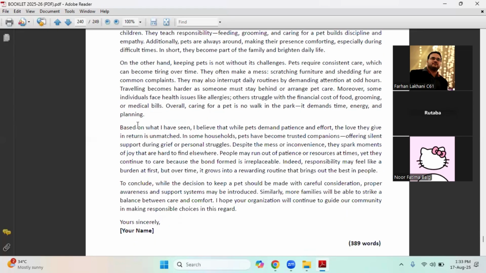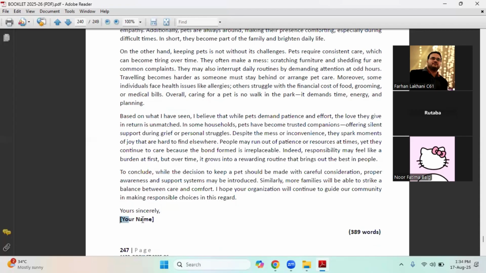And this is how it goes on. ठीक है, आखिर में आप अपना नाम लिखो या सिग्नेचर करो. That's completely your choice. Yours sincerely. आप कुछ भी लिख सकते हो. Yours faithfully, yours truly, yours sincerely. Okay, keep it only one. इसके कोई marks नहीं होते, but it's just a formatting thing.